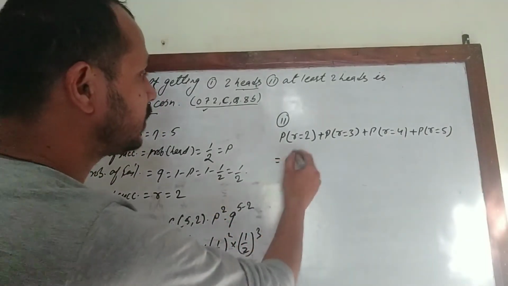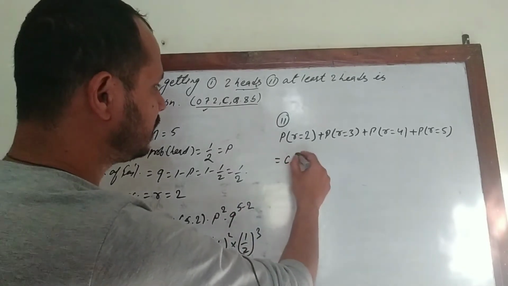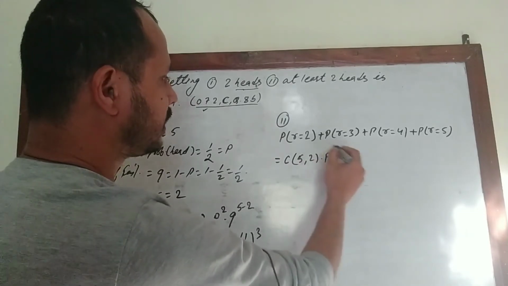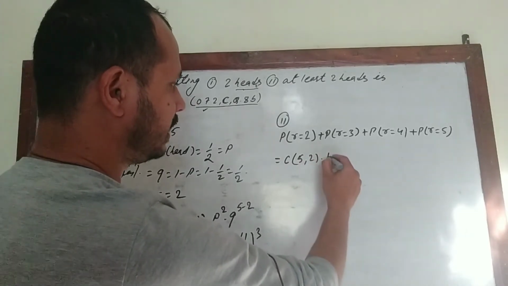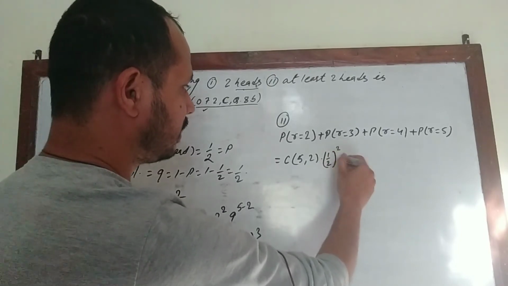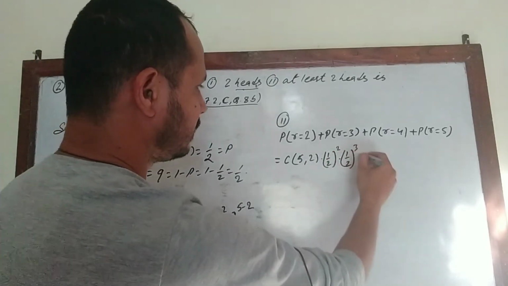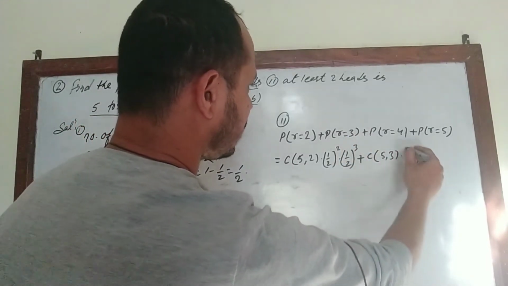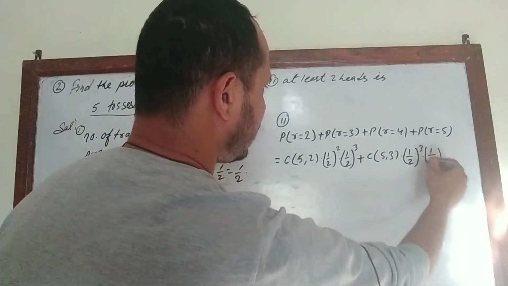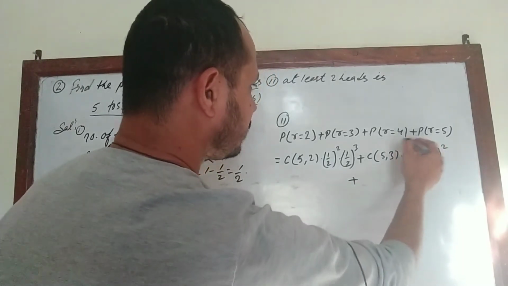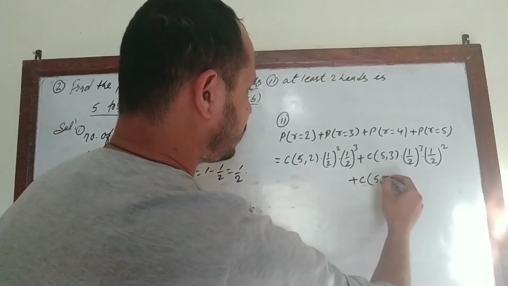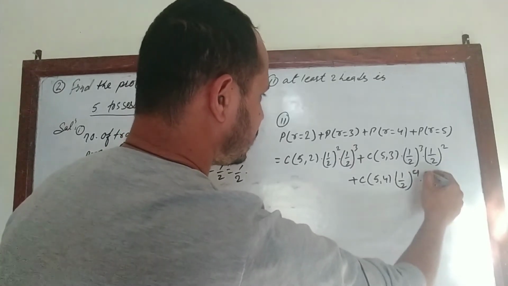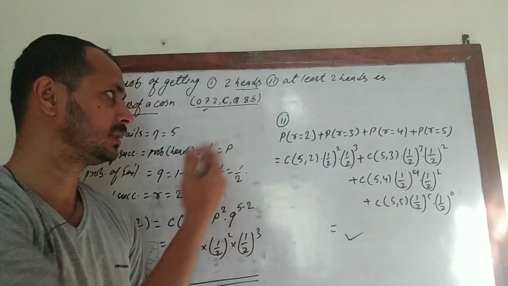So here we apply the formula again, C n r into p to the power r. P is 1 by 2, so we can write 1 by 2 to the power r into 1 by 2 to the power n minus r, plus again C n r p to the power r into q to the power n minus r, plus again 4 C 5 4, 1 by 2 into 1 by 2.